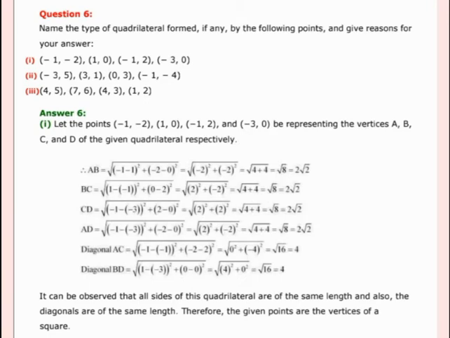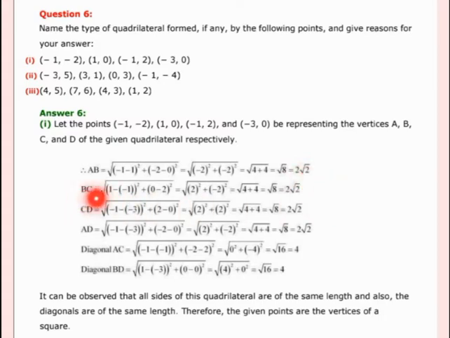Now we will find the distance between A and B. We know the distance formula: under root (x1 minus x2) whole square plus (y1 minus y2) whole square. So x1 minus x2 means (-1 minus 1) whole square, and y1 minus y2 means (-2 minus 0) whole square. -1 minus 1 is -2 and -2 minus 0 is -2. After solving this you will get under root 8. We can write under root 8 as 2 root 2.